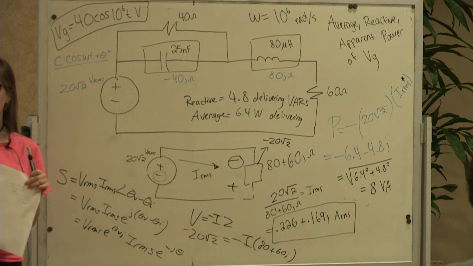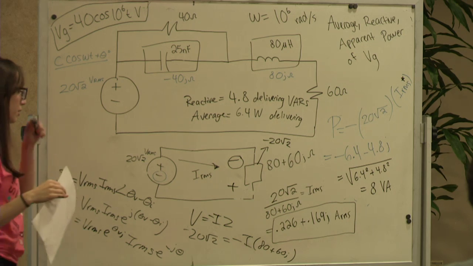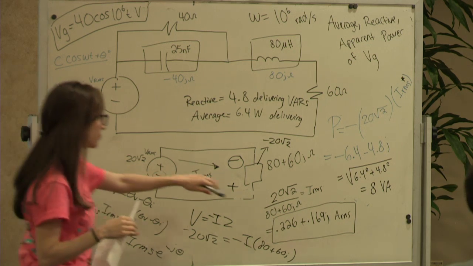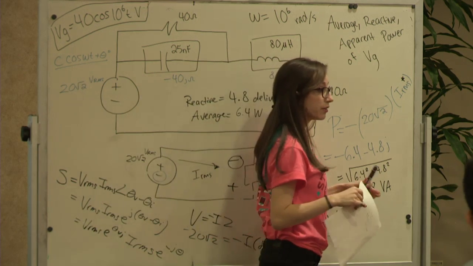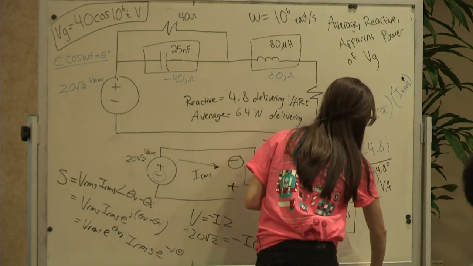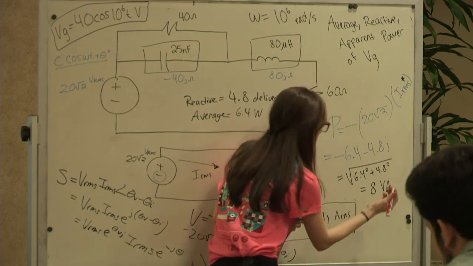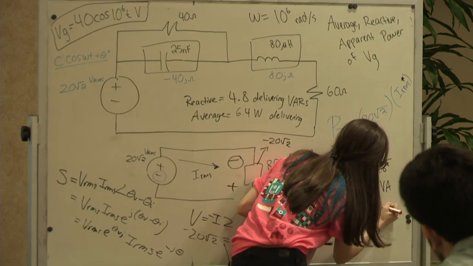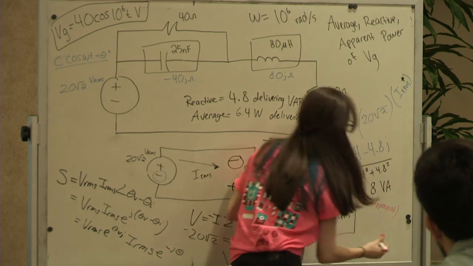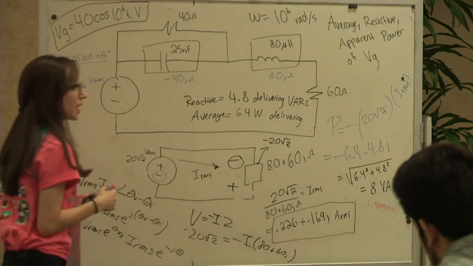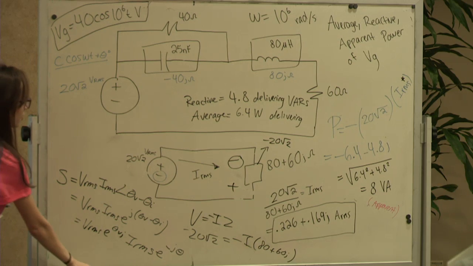Any other questions on that problem? Sorry, this one? That's apparent power, and the unit for that is volt-amps. So that's apparent. It's not apparent that it's apparent, but okay.